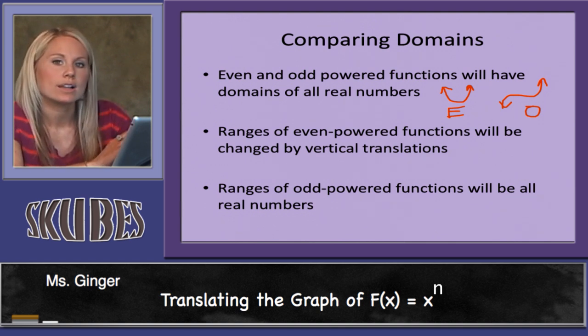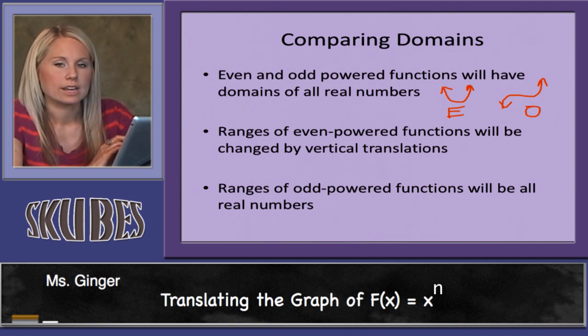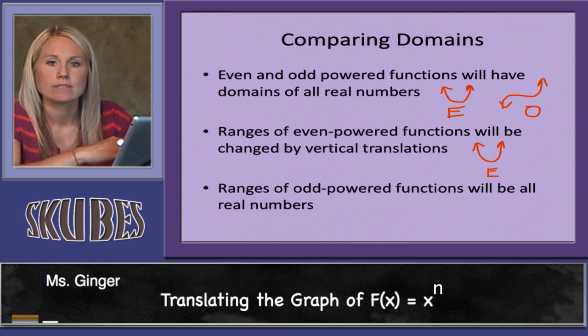It's going to cover all x values at all times, both of these. Let's think about the range. If I'm dealing with some type of even powered function, remember range is my y values. Where does the graph occur in the y direction?